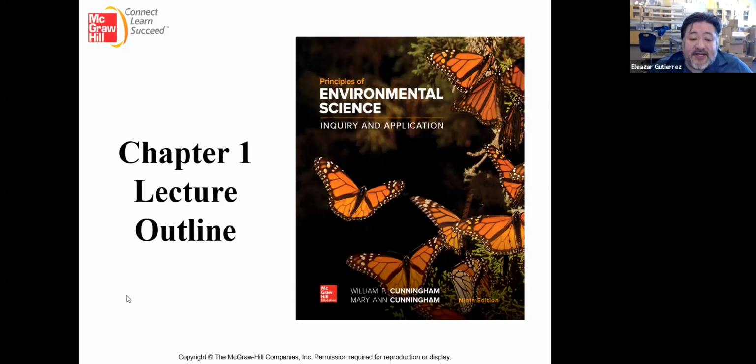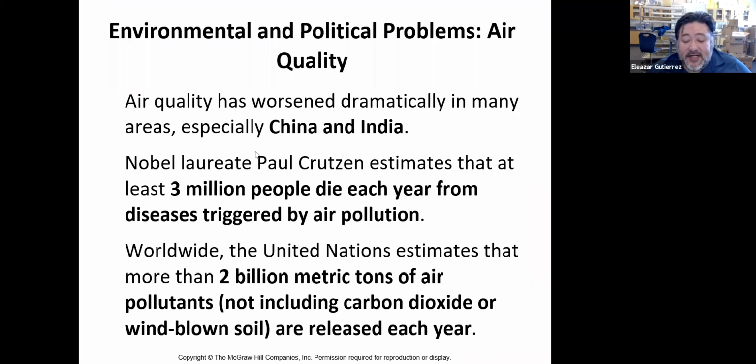2 billion metric tons of air pollutants, not including carbon dioxide or wind-blown soil, are released each year. 2 billion metric tons. That is a lot.